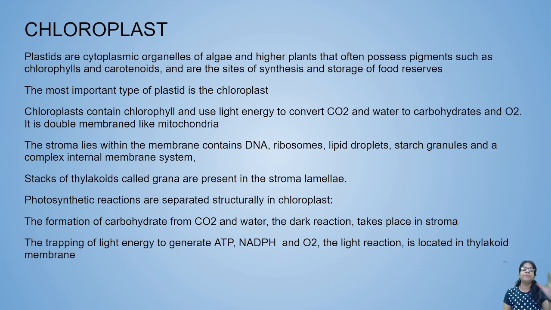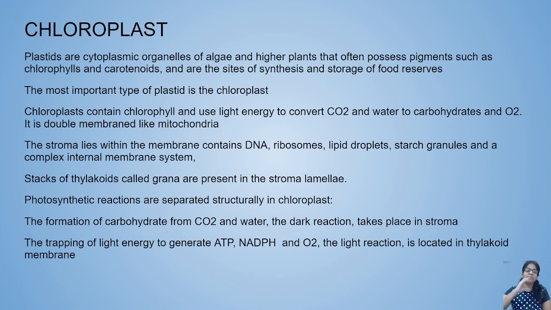The most important type of plastid is the chloroplast. What happens in chloroplast is they mainly contain chlorophyll, which helps the light energy to be converted into carbohydrates from carbon dioxide and water. Again, this chloroplast is like a mitochondria with a double membrane, an outer membrane and inner membrane called the stroma.